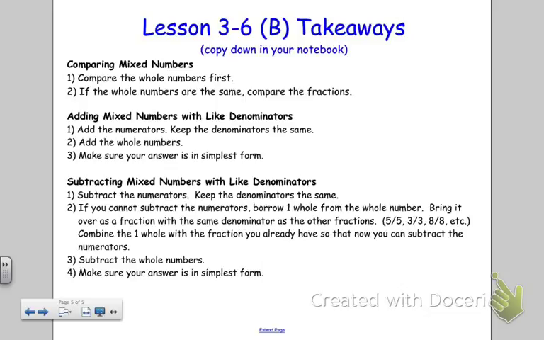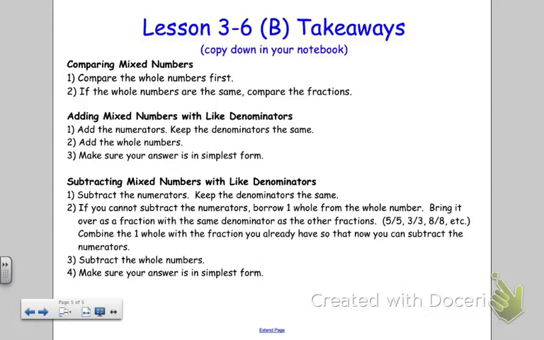When you're adding mixed numbers with like denominators, remember everything's with the same denominator, all you need to do is add the numerators. Numerators always get added, denominators stay the same. Then add the whole numbers second. Whole numbers always come second. And of course, make sure your answer is in simplest form. When it comes time to subtract mixed numbers with like denominators, again, subtract just the numerators. Keep the denominators the same. They have to be the same.